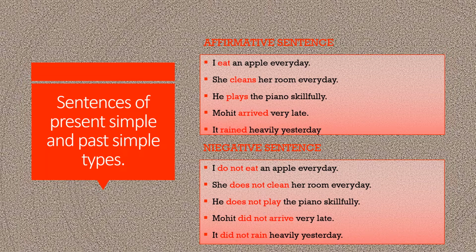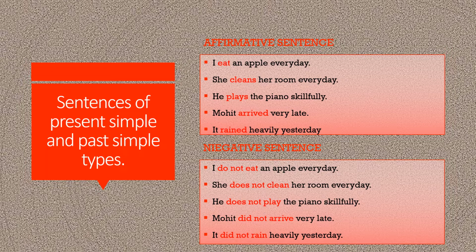Now let's read the sentences of present simple and past simple types. First we will go through affirmative sentences. Then these sentences will be converted into negative sentences. So the first one is, I eat an apple every day. She cleans her room every day. He plays the piano skillfully. Mohit arrived very late. It rained heavily yesterday.